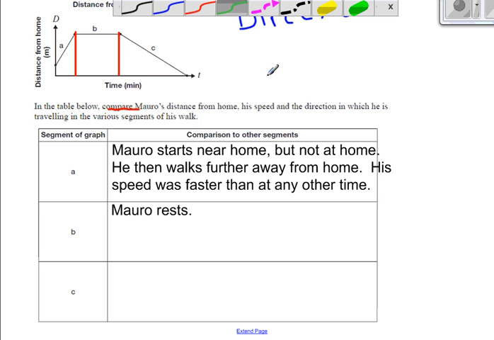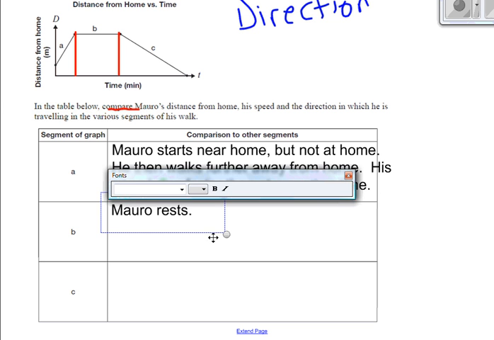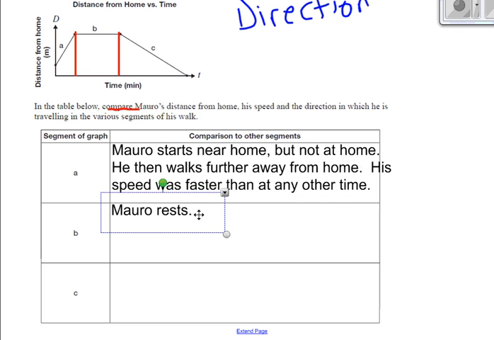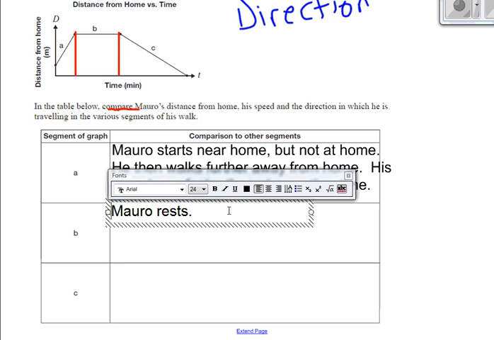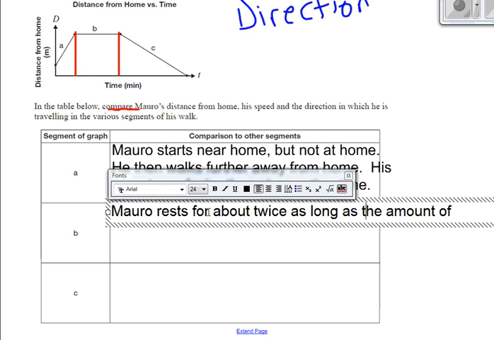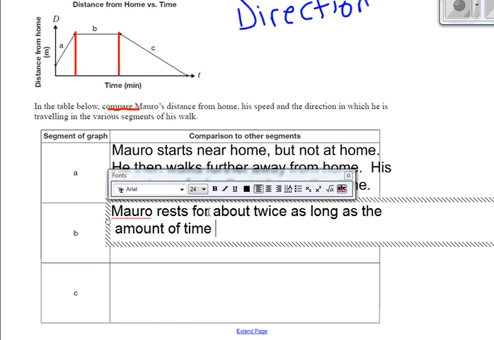So I'm going to say not only that Morrow rests, but I'm going to say that he rests for about twice as long as the amount of time that he traveled in part A. So I don't know how long he rested, but I know it was twice as long as the time it took him to do part A.